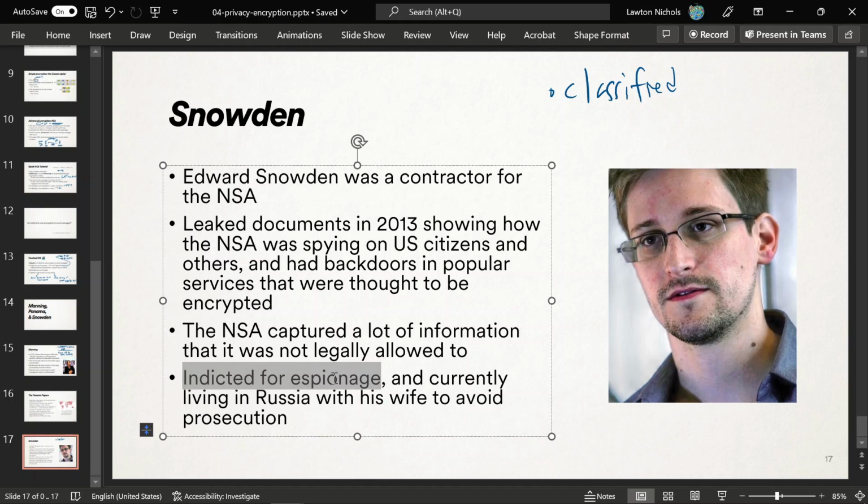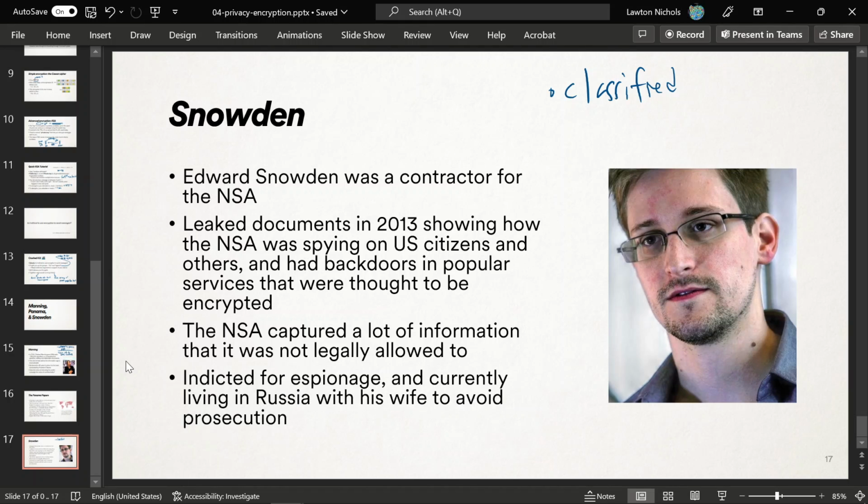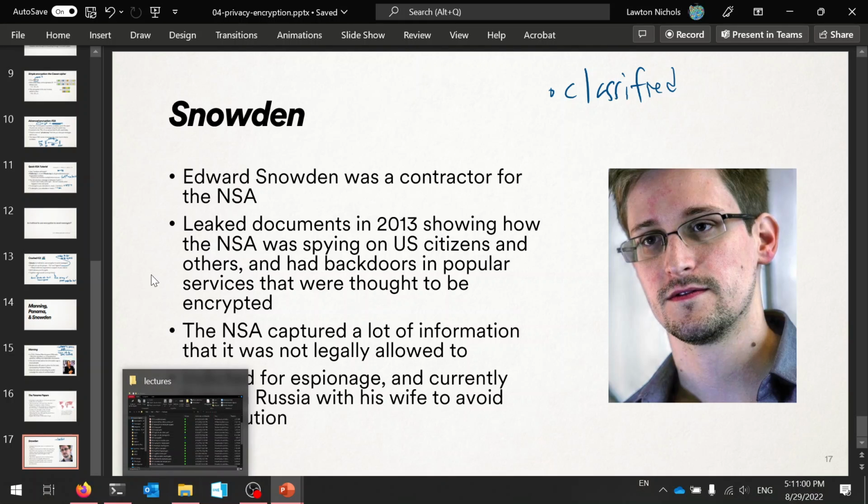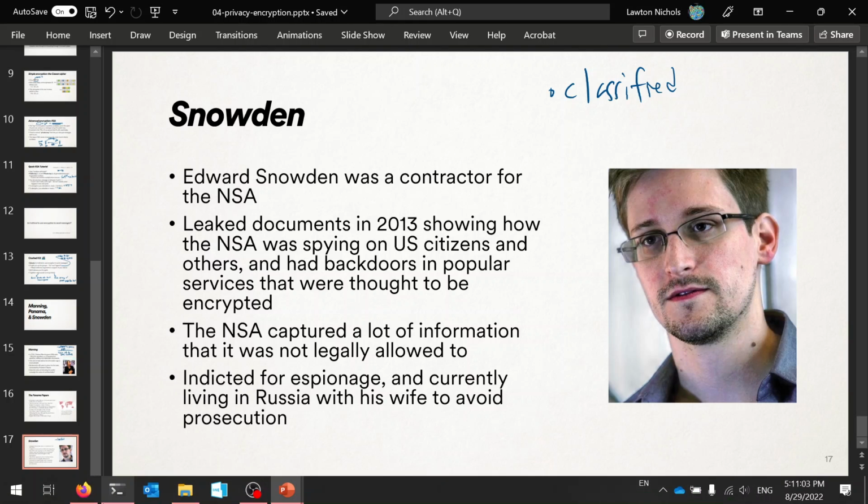He was indicted for espionage, and as far as I know, he is currently living in Russia with his wife, because if he leaves Russia and goes to any country that has a deal with the US, they will extradite him and try him here. They will bring him back and send him to jail because he broke the law. So that's Edward Snowden. That's his story.